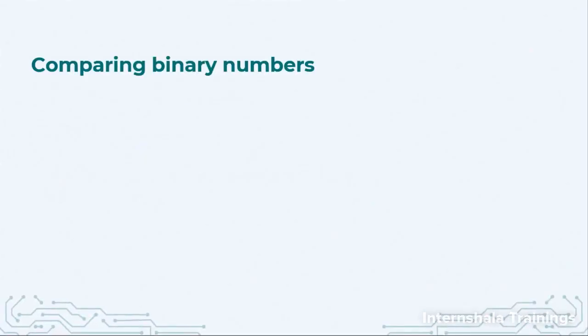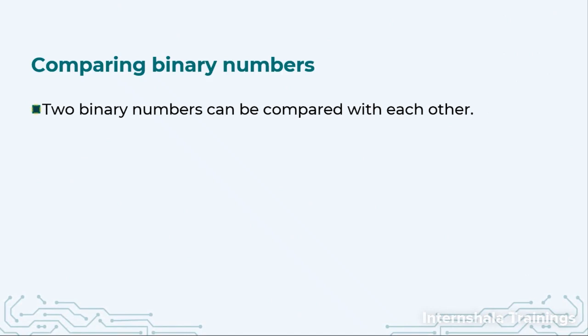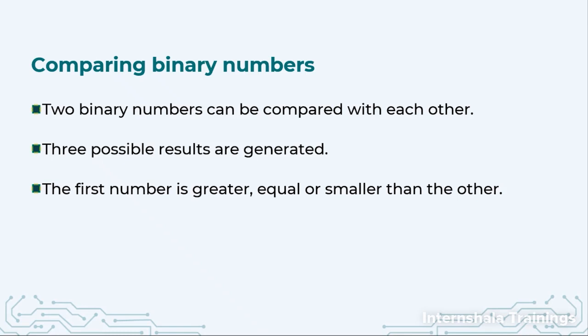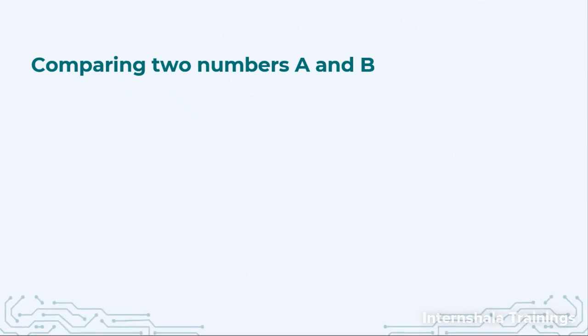Now when we have two numbers, either they are decimal or binary or hexadecimal, we can always compare them with each other in terms of their magnitude. Whenever we do that, there are three possible outcomes. Either the first number is greater, equal, or smaller than the second number. So these are the three outcomes that we have when we compare two numbers.